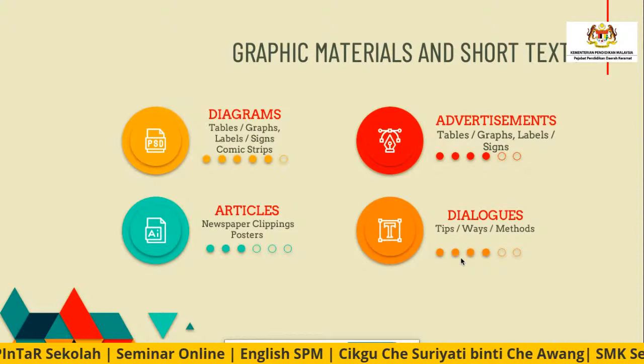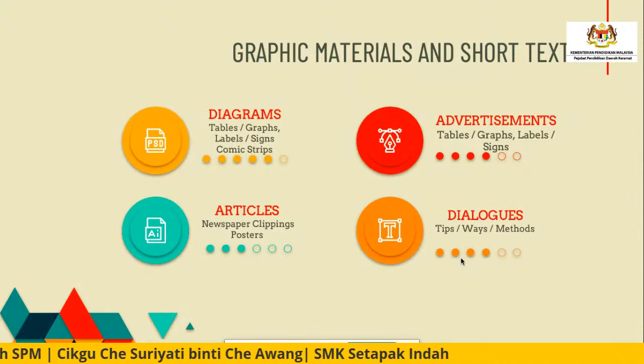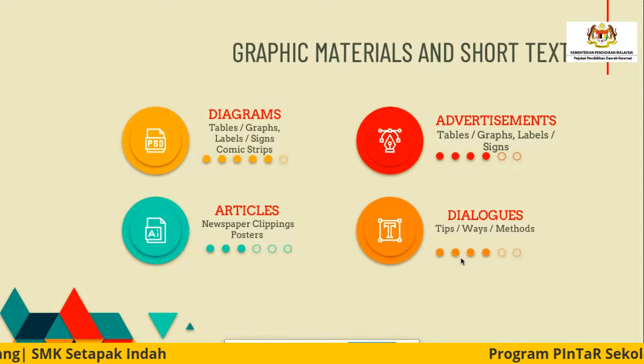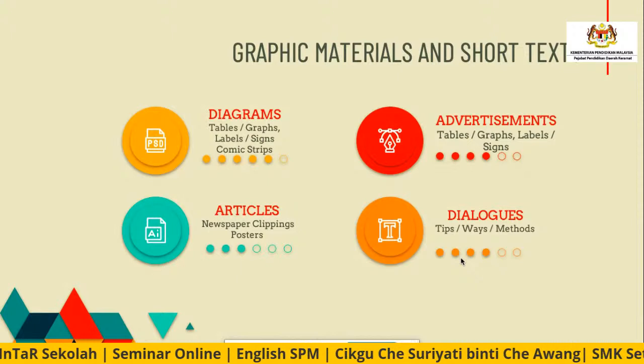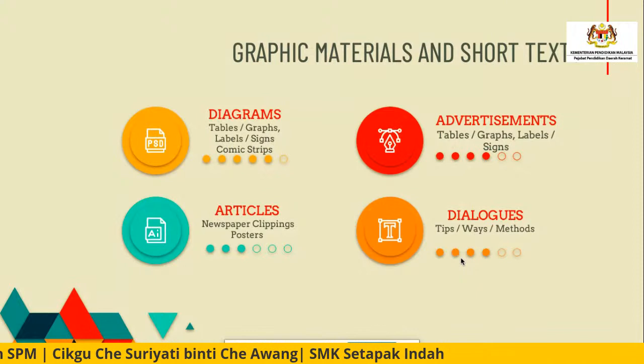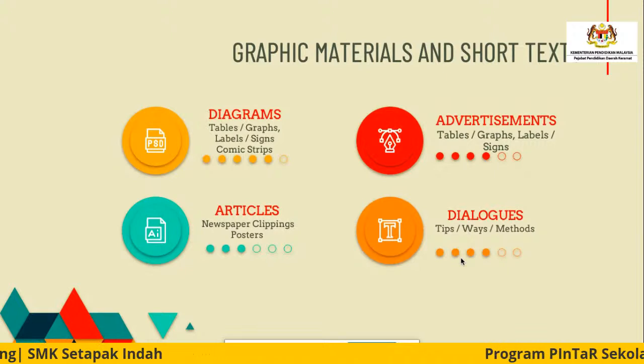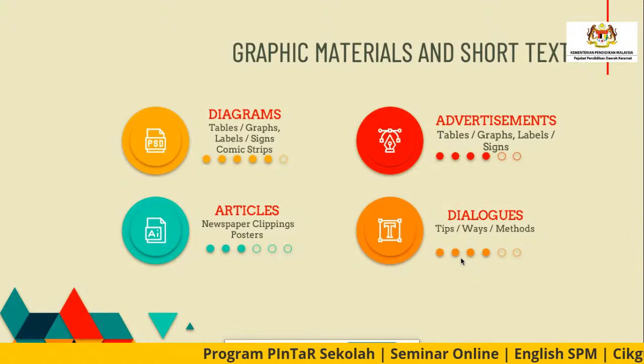So there are so many types of stimuli for Section A. It can be anything. In graphic materials and short texts, they can also give you questions like a dialogue. Maybe the dialogue is discussing tips, ways or methods of doing something. These are basically the favorite ones, the most popular ones that are asked in SPM questions for Section A, question 1 to question 8.